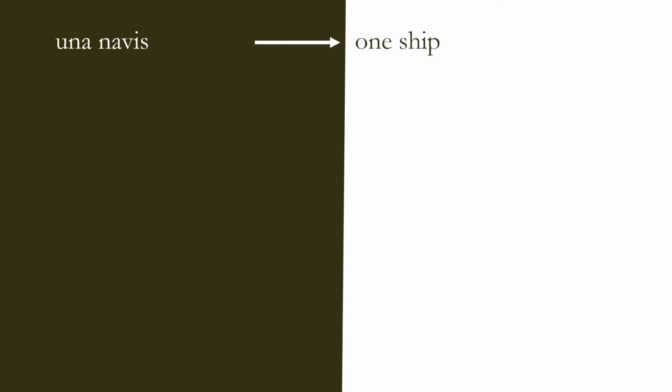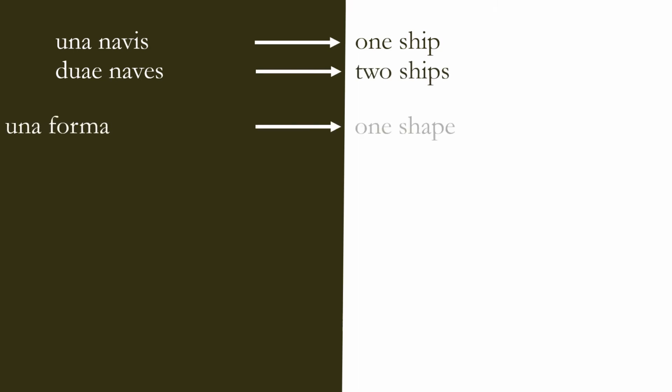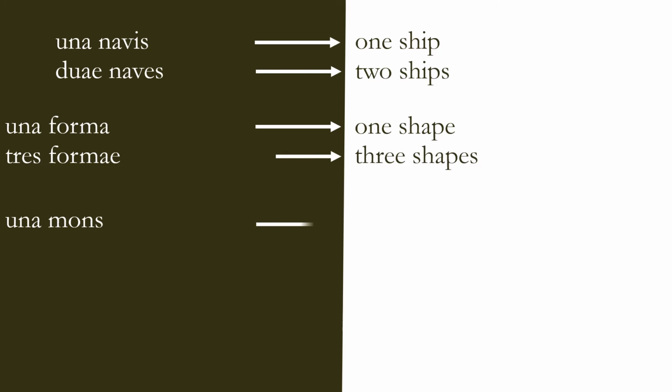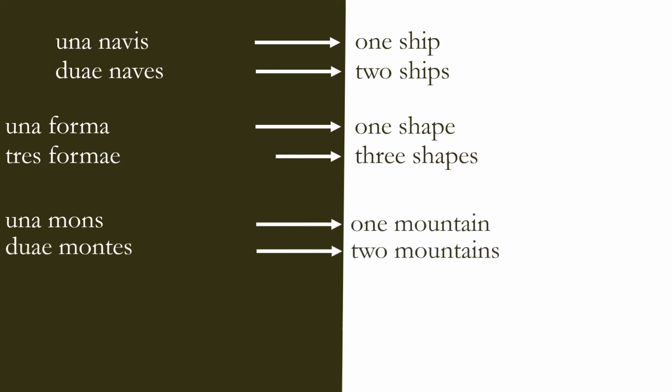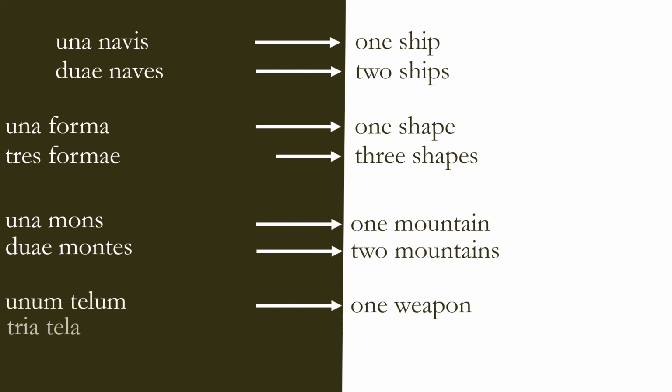Una navis is one ship. Duae naves, two ships. Una forma is one shape. Tres formae, three shapes. Unus mons, one mountain. Duo montes, two mountains. Unum telum is one weapon or one spear. Tria tela, because it's neuter, we're using tria and not tres. 3 weapons.